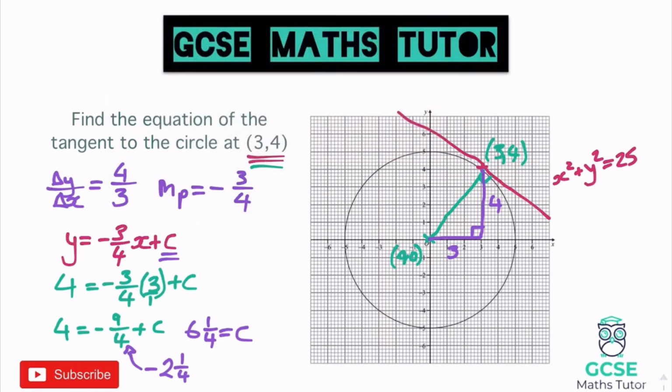So finishing this off for our equation, I've not got much space here, so let's just try and fit it in. We've got y equals negative 3/4 x plus 6 1/4. There we go, and there's our final answer, and that's the equation of our tangent.